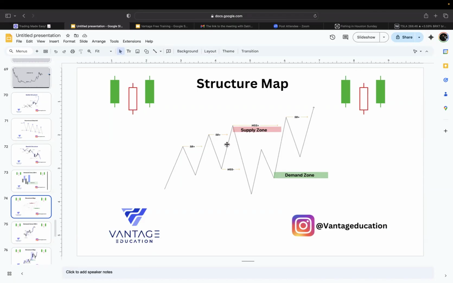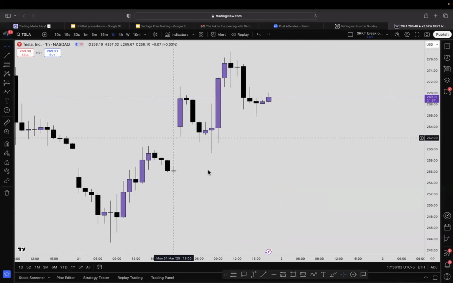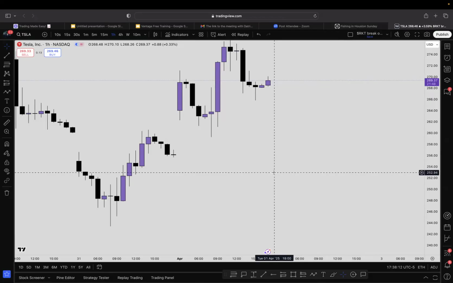Nope, so this has nothing to do with market open or anything. It's just structure. Literally just structure. When bouncing from demand zone, how do you determine your target? We'll talk about that later on.